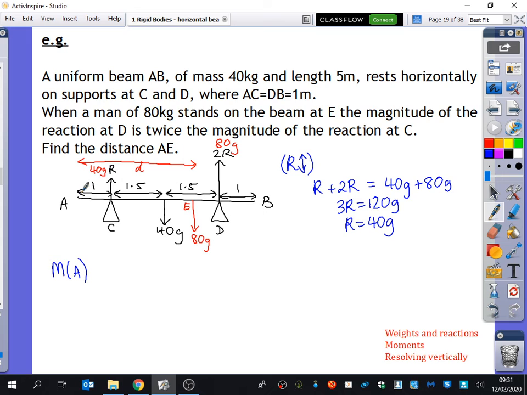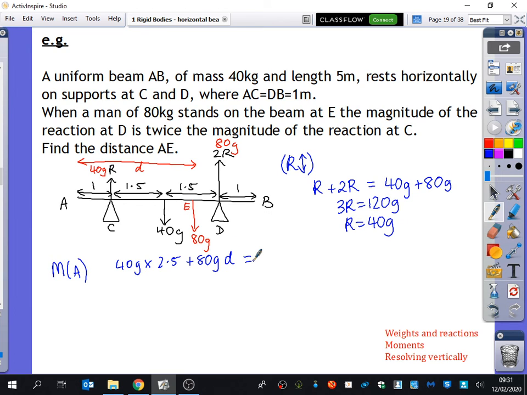When we take moments about A, which are the two forces that are working together? Shahid, which two forces do you think are working together in terms of which two will go on one side and which two will go on the other side? The 40 and the 80, and then the R and the 2R will go on the other. So for the 40, we're going to have 40G multiplied by, what's the distance, Habib, from here to the 40G on the bottom? And then the 80G is multiplied by D.